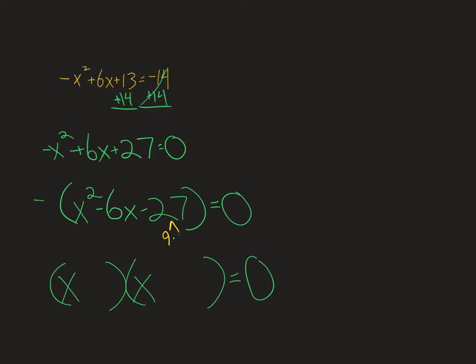27, I think 9 and 3, and it looks like those are going to work. It's multiplying to a negative, which tells me I'll have mixed signs. And since they have to add to a negative, the bigger of the 2 values would have to be the negative, which is the 9. And so there we go. And now if I set each to 0 and solve them, it'll end up flipping the signs. So my solution will be x equals negative 3, x equals positive 9.